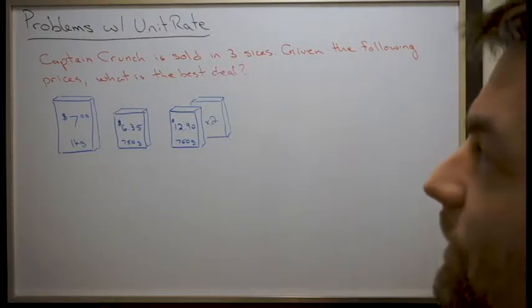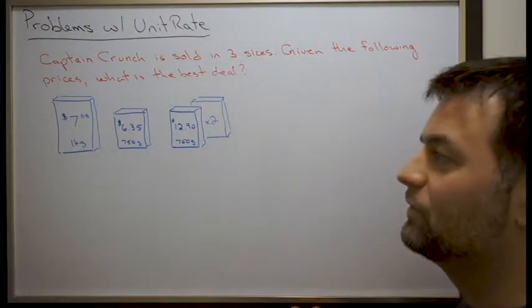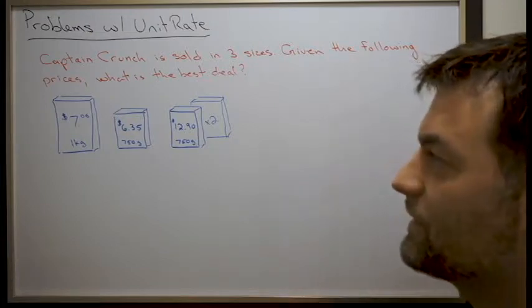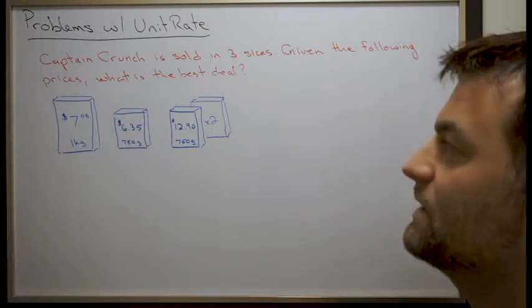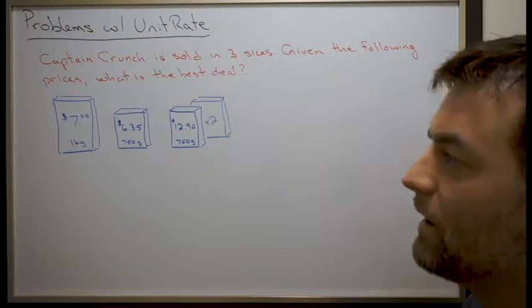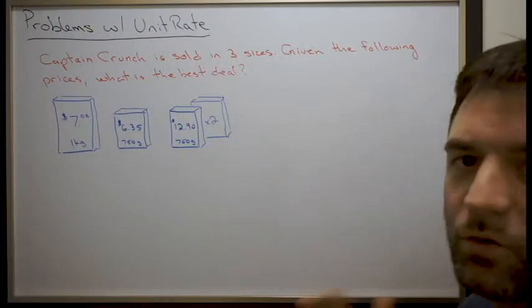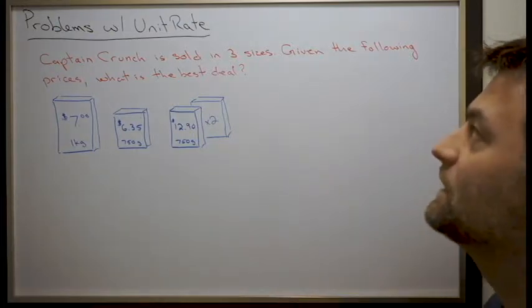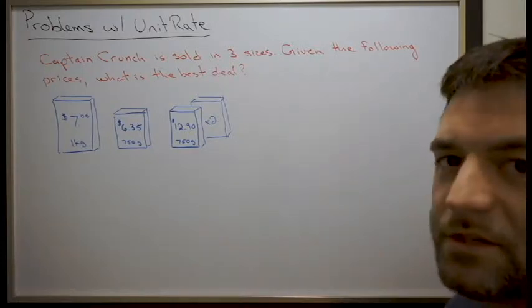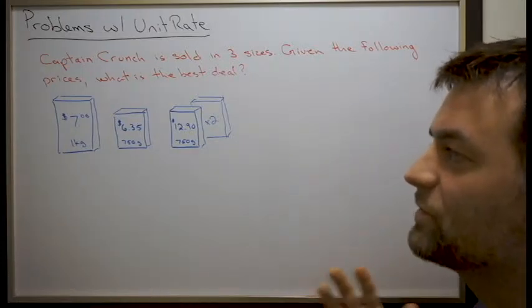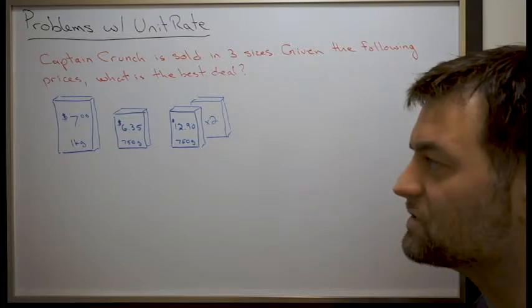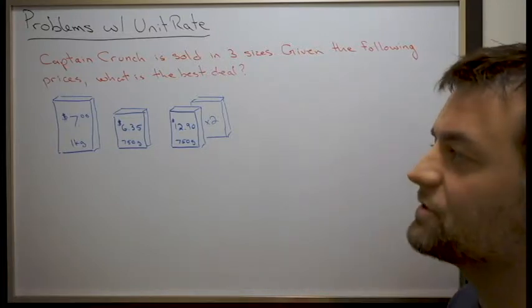So we've already looked at unit rate a couple of lessons ago. We're going to just work on a couple different examples with problems and some complexity in those problems. So an example here, we got Captain Crunch being sold in 3 different sizes, and then we're given a couple prices and sizes that we want to see which one's going to be the best deal.